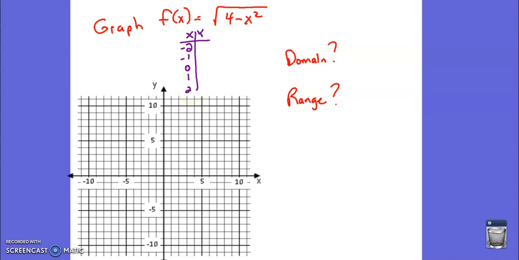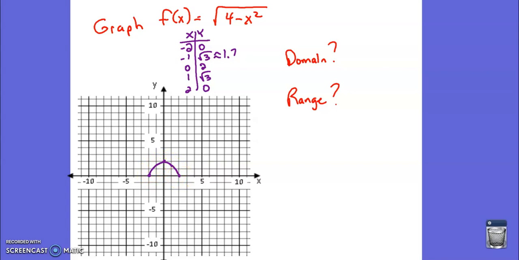And of course, you can always plug in decimals and fractions in between those values, but you're just going to plug those values in and then come up with the graph. And then -2 gives 0, -1 gives about 1.7, 0 gives 2, 1 gives 1.7, and then 2 gives 0. So literally the graph would look like this.